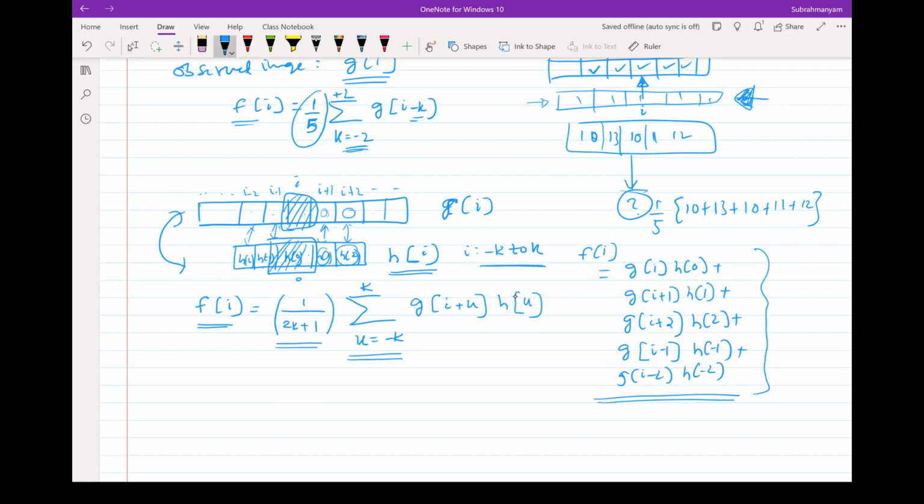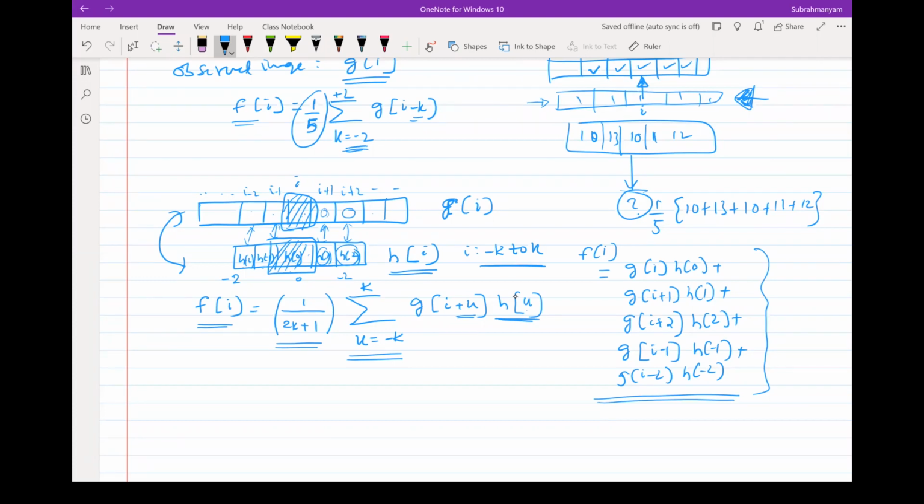f of i is equivalent to the sum of h of u times g of i plus u, where this u I am varying. The index is varying from minus 2 to plus 2, with k here being 2. It could have been longer than this, and then u would vary from 0, 1, 2 on this side, minus 1, minus 2, and so on, depending on the k value. I am just keeping the centers aligned, putting it on top with the centers matched, multiplying the corresponding elements and summing them up.